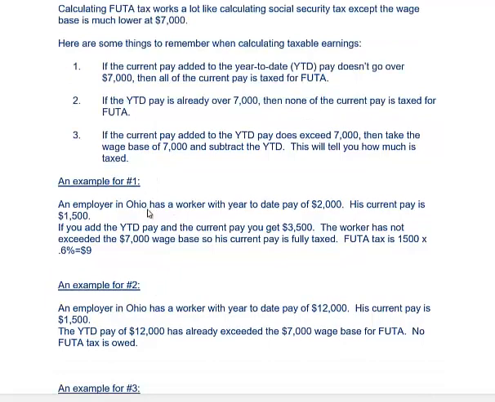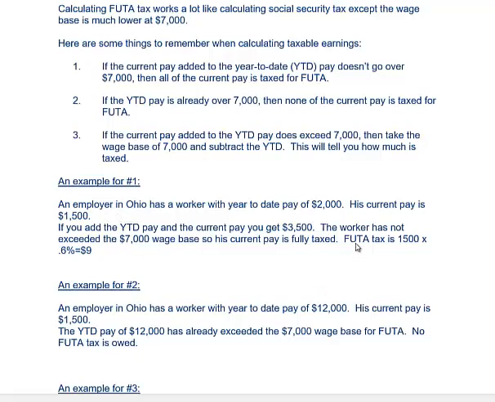If an employer in Ohio has a worker with year-to-date pay of $2,000 and his current pay is $1,500, if you add these two figures, the year-to-date and the current, you get $3,500. That means the worker has not exceeded the $7,000 wage base. So his employer is fully taxed on the current pay of $1,500.